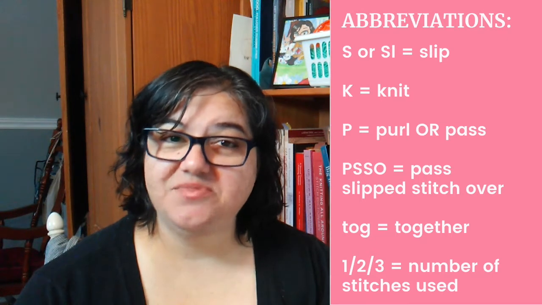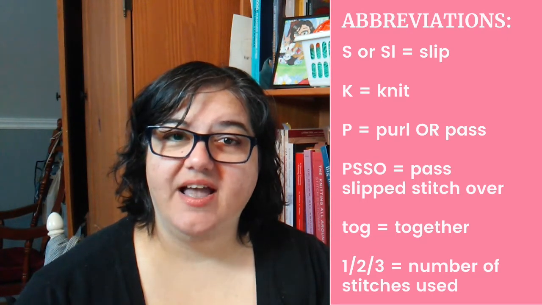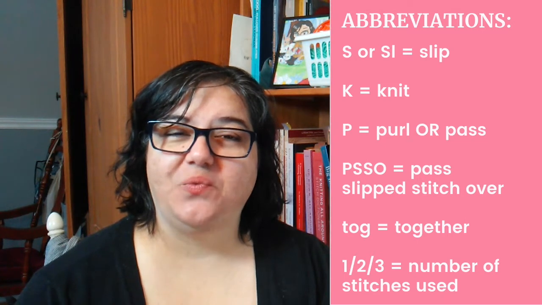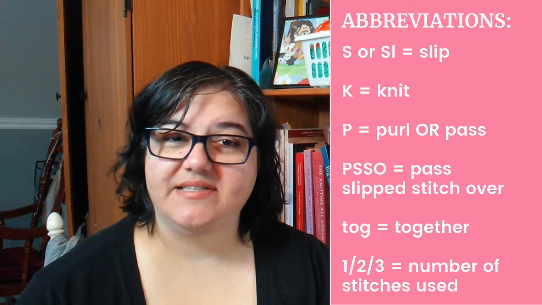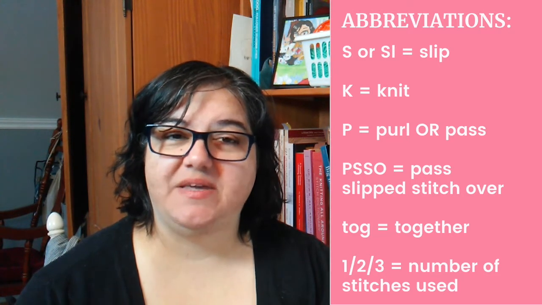Now, there are some times where you're slipping purlwise in a decrease, but they're very, very rare. And you'll see when we work a few how that happens and why that happens. But the thing to remember is if you're slipping stitches in a decrease, it's going to be knitwise.